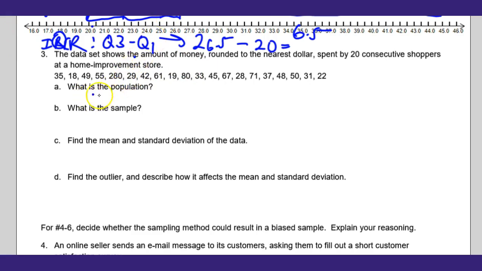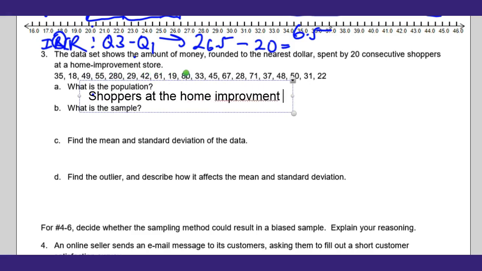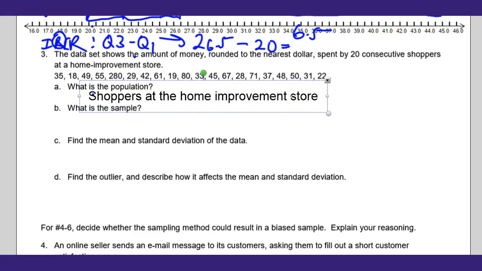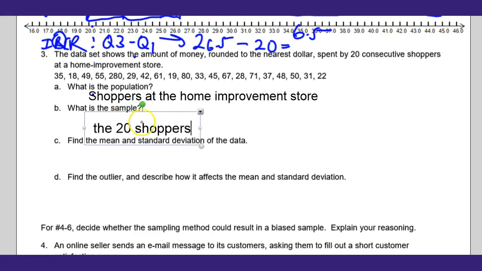I'm going to type that in because my handwriting again is just not the greatest thing in the world. So the shoppers at the home improvement store, and they're the population because that's what we're observing, right? We're looking at the money that those people spent. Now the sample is definitely going to be the 20 shoppers, because we can't look at all the shoppers in a day. So we're going to look at just the 20 shoppers.